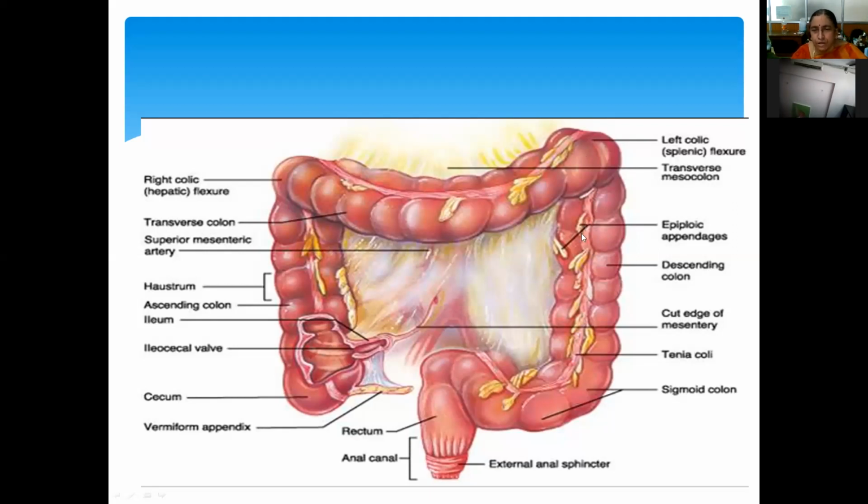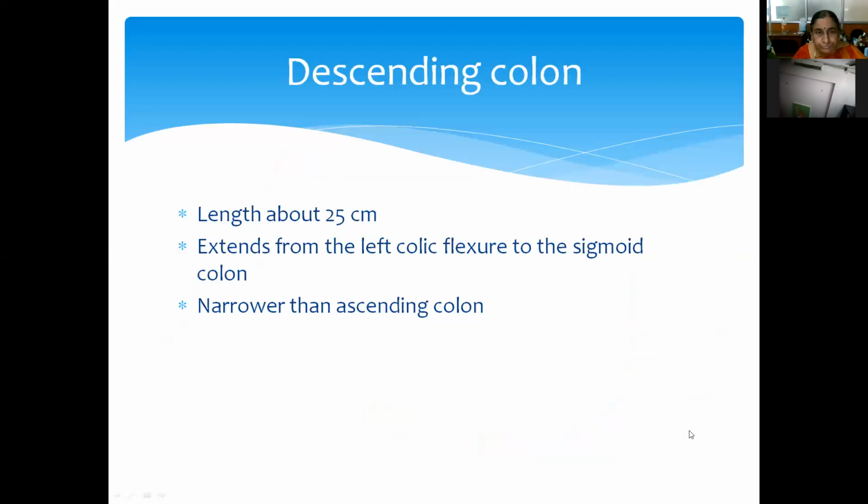And you can see the yellow projections here, they are nothing but the appendices epiploicae. Okay? And this is the descending colon, and here comes the sigmoid colon, that is suspended by means of the sigmoid mesocolon, and that is followed by the rectum, and this is the anal canal, and that is the external anal sphincter, and that is the anus. So you can see all the parts now.